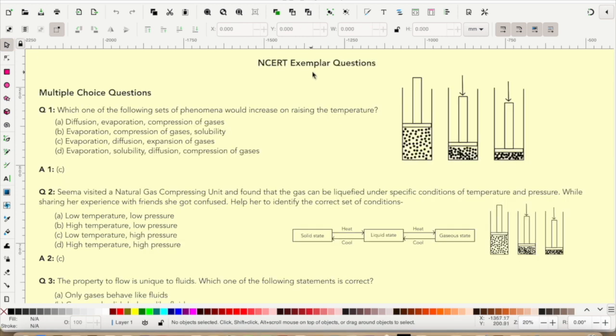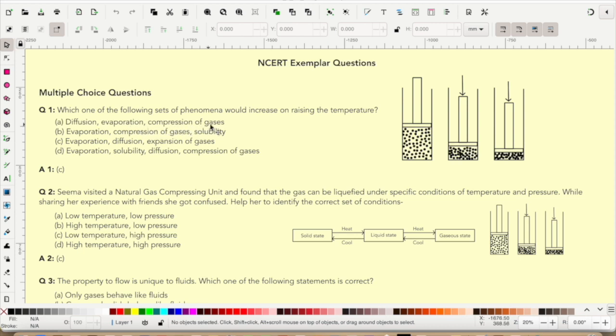Now let us see some NCERT exemplar questions. First question is, which one of the following sets of phenomena would increase on raising the temperature? First phenomena is diffusion. On temperature increase, diffusion gets quicker. We have already seen the example of hot sizzling food, so this is correct. Second is evaporation. We know that rate of evaporation increases on increase in temperature, so this also is correct.